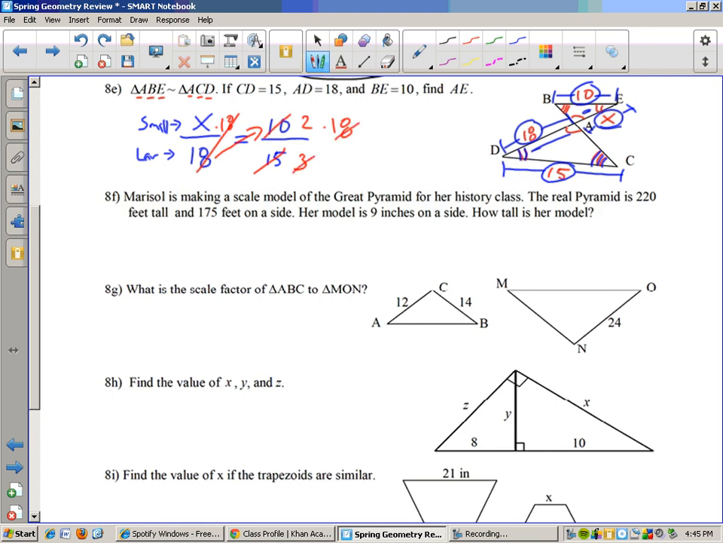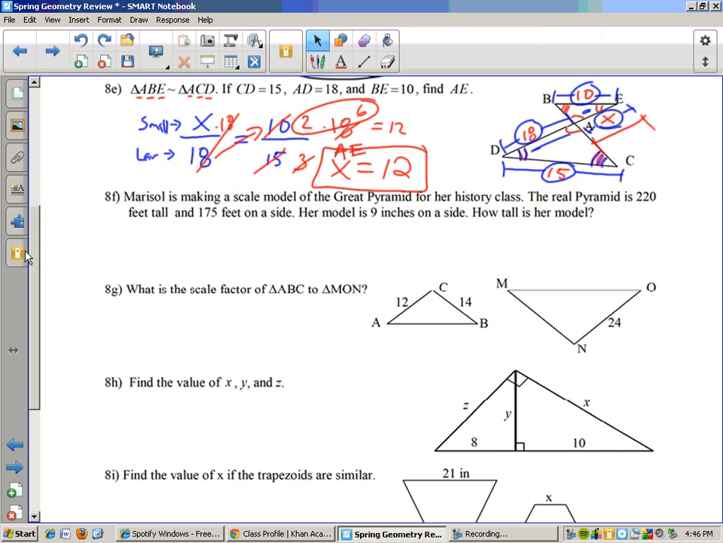I'm going to reduce 3 with 18 and get 6. And then that leaves 2 times 6 equals 12. So X equals 12. X also happens to be AE. So we're good. We don't have to go on any farther. You could say X equals 12, but it's multiple choice, so you'd probably be fine. I would probably replace that with AE on an open response.